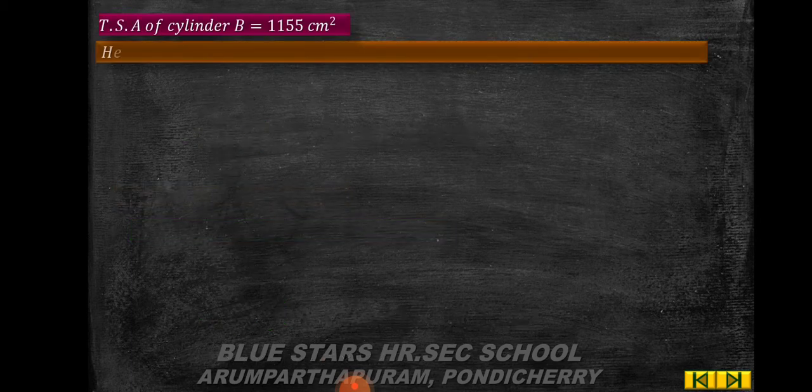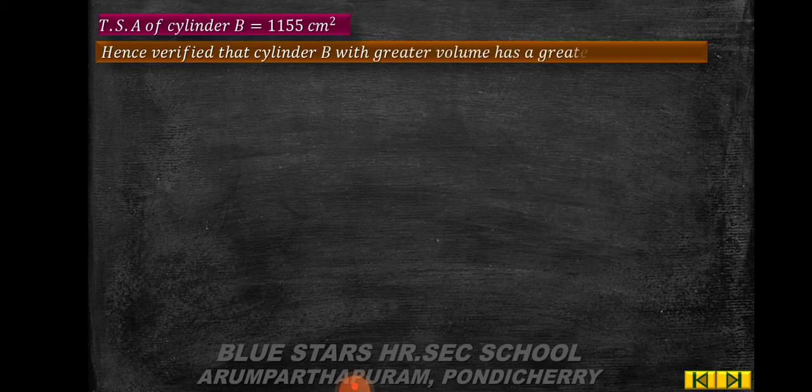Therefore, TSA of cylinder B is equal to 1155 centimeter square. Hence, verified that cylinder B with greater volume has a greater surface area.